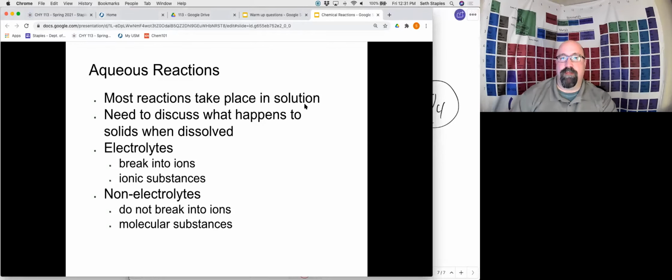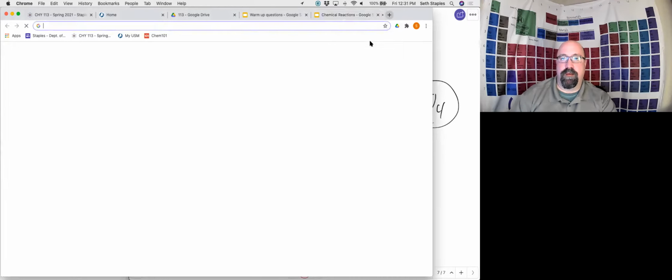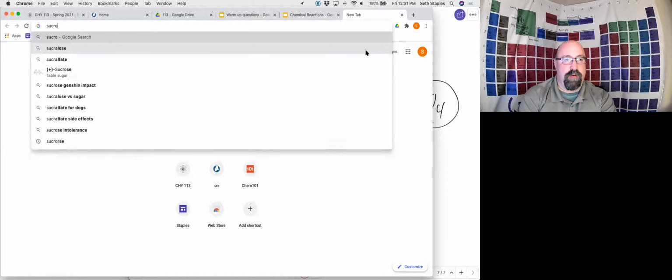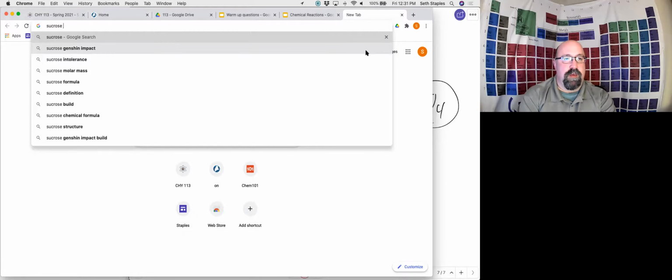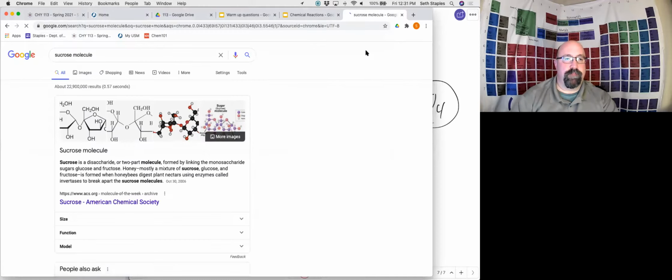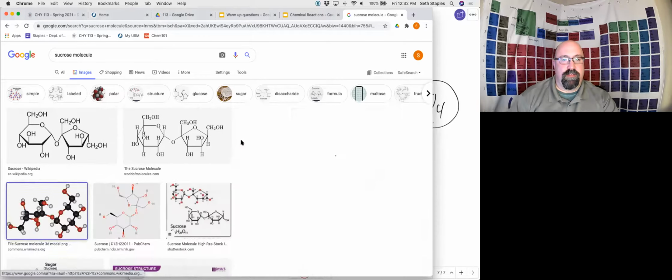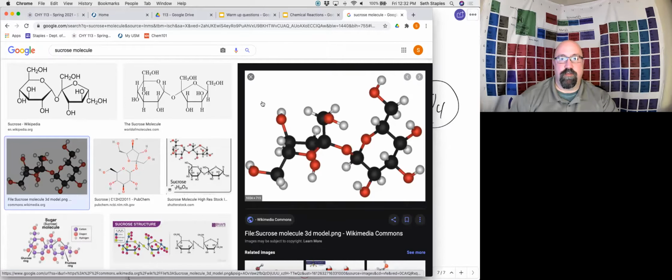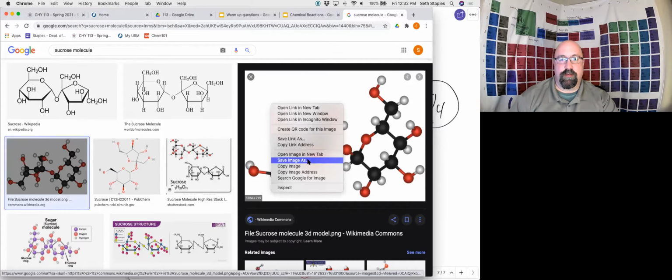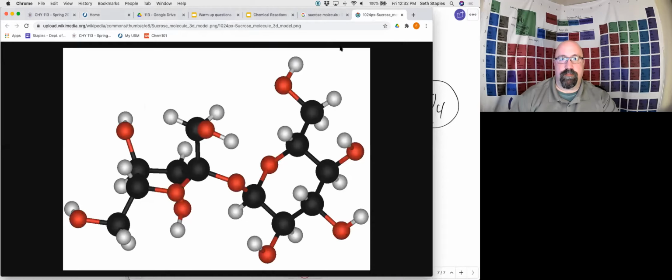Let's actually bring up a quick image for you. I didn't put this into the PowerPoint, but it's one of the advantages of working from my computer like this. Sucrose molecule. Here, I like this one right here. Here's an image of what sucrose actually looks like. And so there's a sucrose molecule. When this dissolves, this is what's actually going to be in the water. This whole thing is going to stay together when it's dissolved in water.